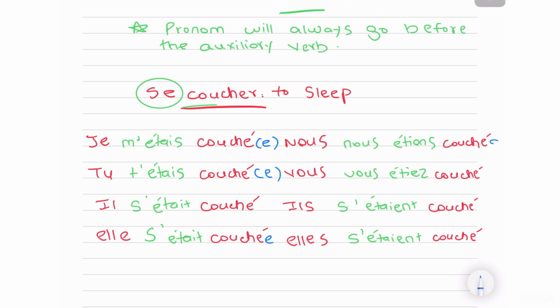With nous, it will always be plural. With vous, it can be plural, and it can also be feminine. And here, there will always be an S. And with elle, again, there will always be an E and an S. As in, I had gone to bed, you had gone to bed, he had gone to bed, and so on.